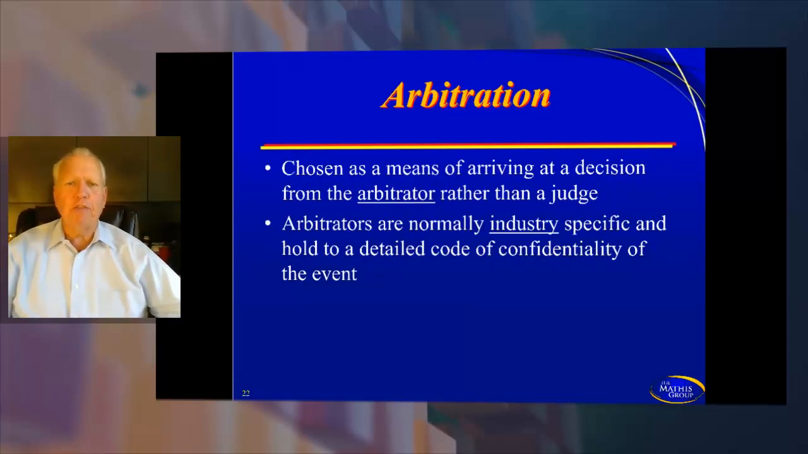Arbitration. This is chosen as a means of arriving at a decision from an arbitrator rather than a judge. Arbitrators are normally industry specific. They hold to a detailed code of confidentiality of the event. Many times the background of an arbitrator could be that they're a lawyer, or a retired judge. A lot of times they will do this during their retirement because it's very short-lived. But the arbitrator normally has a lot of industry specifics as well. Once again, the arbitrator makes a decision and gives it to both sides. It's going to be much faster than going to court for litigation.